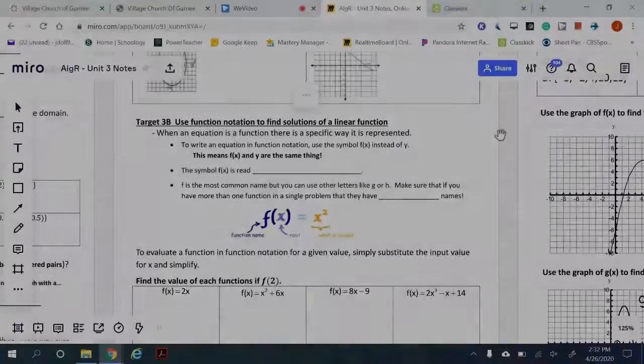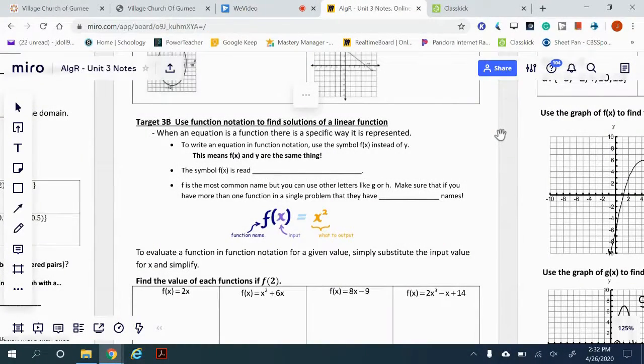All right, guys, welcome back to the Unit 3 Target 3 notes. Mrs. Custodio did an awesome job of getting us started and explaining what a function is, how we determine whether a relation is just a relation or whether a relation is a highly specialized function.